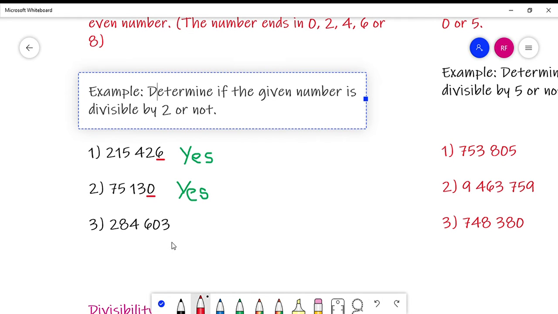Next, number 3, we have 284,603. So the ones digit of this number is 3, and 3 is not an even number. It is an odd number. So that means this number is not divisible by 2. So let us write here no. There you go. Okay, so I hope you get it.